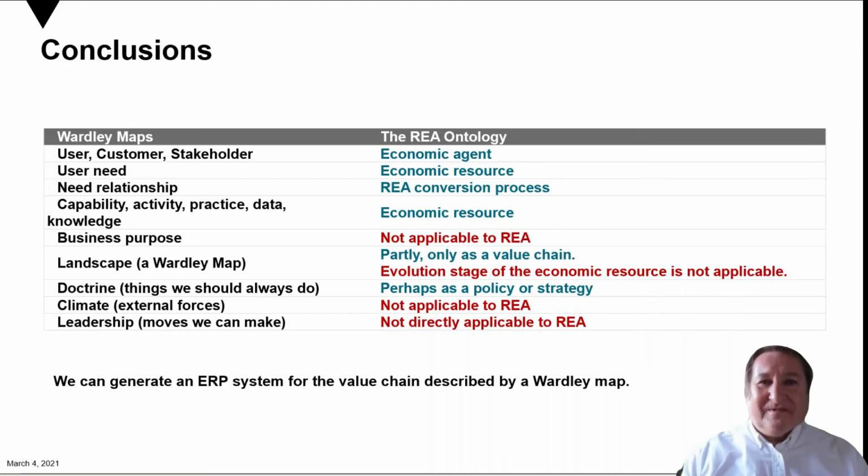Most concepts of Wardley maps can be mapped to REA easily. This means that we can, using the REA model, automatically generate an ERP system or asset management solution supporting the Wardley map value chain. But there are some concepts that are perhaps out of scope of the REA ontology. One of them is business purpose. An example is designed for driving pleasure, used by BMW, or advancement through technology, used by Audi.